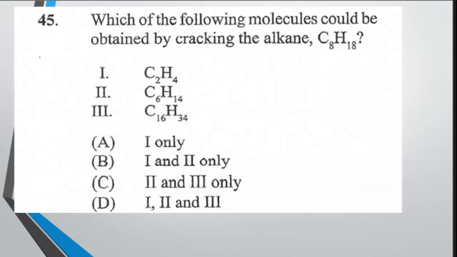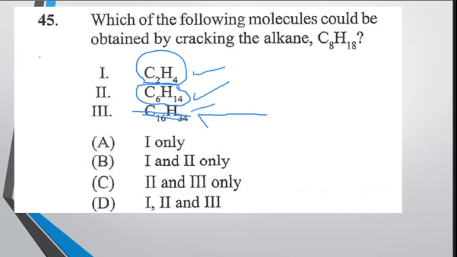So which of the following molecules are possible? C2H4, this is an alkene, CnH2n, so this is possible. C6H14, 6 is less than 8, so yes, this is possible. So 1 is possible, 2 is possible. C16H34, that's not possible, because you can't start off with 8 carbons and then end up with 16 carbons. Unless you have the power of the creator and you could create carbons, that's not possible. So our options are 1 and 2 only. The answer should be B as in boy.